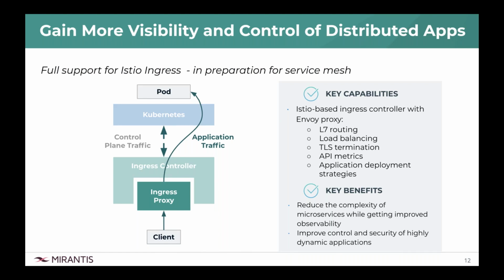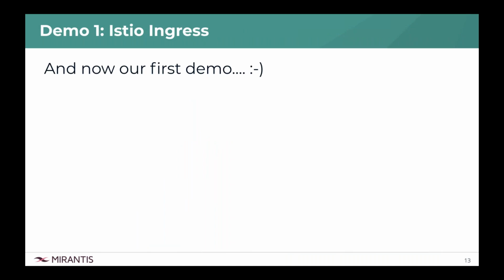We've focused on Ingress for 3.1 and will follow up with full Istio mesh support in a subsequent release. Fundamentally, we want to reduce the complexity of do-it-yourself Kubernetes Ingress by offering a convenient and easy to configure experience right in UCP. Now let's jump into our first demo.